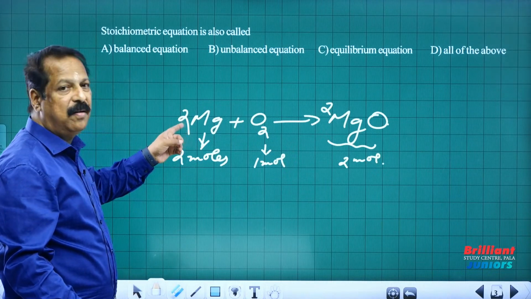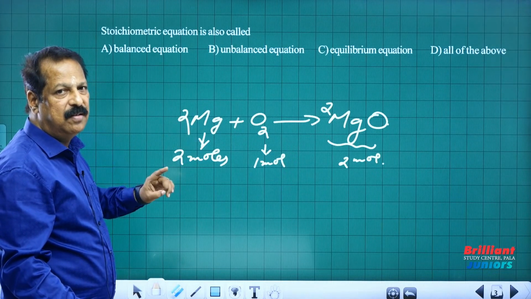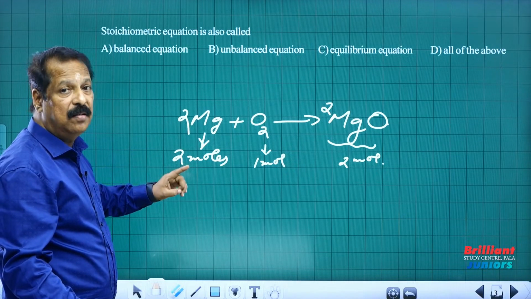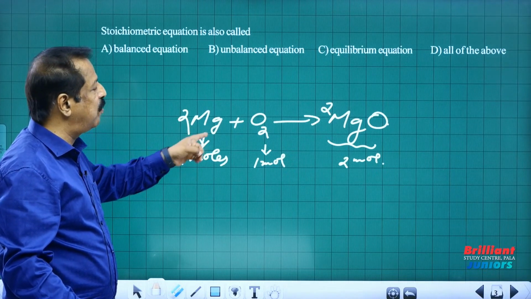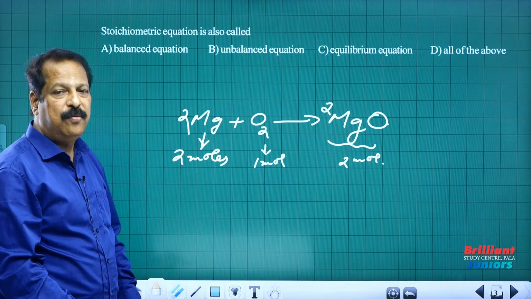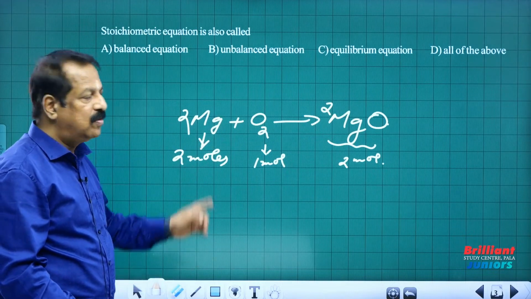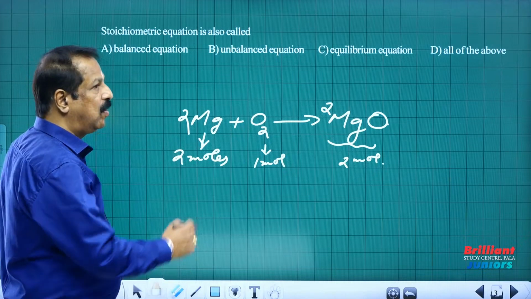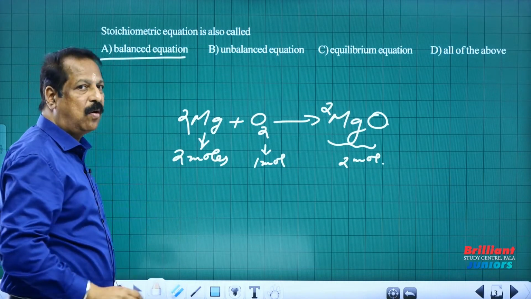Stoichiometry is the number given in front of the symbol for the element. We give 2 moles of magnesium combined with 1 mole of O2 to form 2 MgO. So this is called stoichiometry, and this is called a balanced equation.